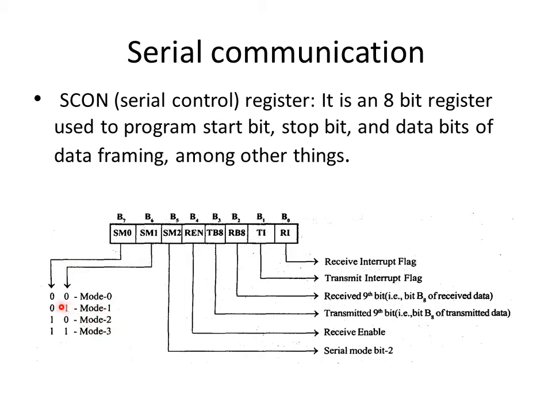When SM0, SM1 are 0, then mode 0 will be operated. When SM0 is 0, SM1 is 1, mode 1 will be operated. When SM0 is equal to 1, SM1 is equal to 0, mode 2 will be operated. And when both are 1s, mode 3 will be operated.